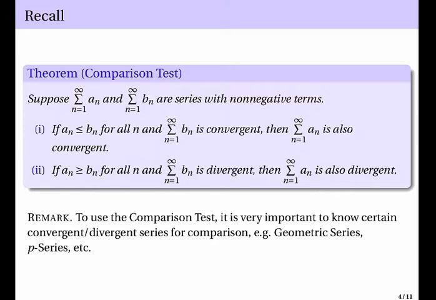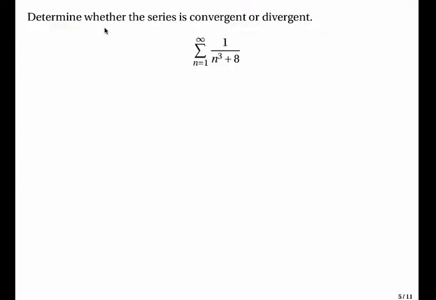So, let us work on some examples. First one. Determine whether the series is convergent or divergent. Notice this one here. We have the series 1 over n cubed plus 8. An obvious series that we can use for comparison is the series 1 over n cubed. And I say obvious because it's the one that you will see immediately in here.